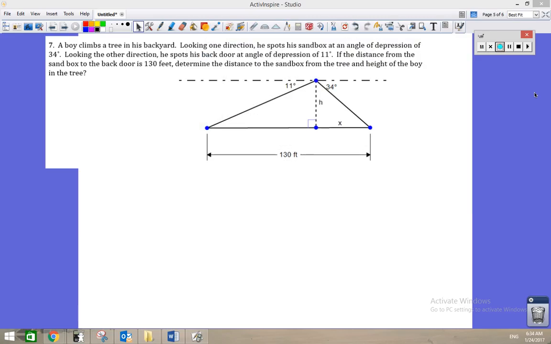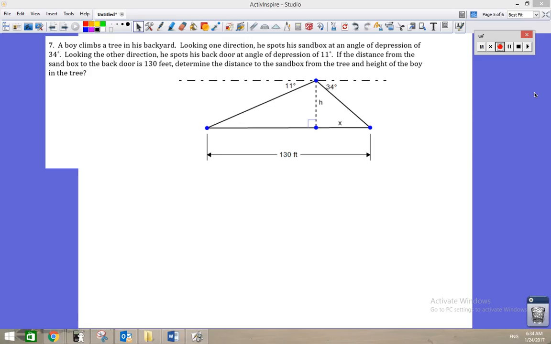Alright, so let's take a look at this problem. We've got a boy who climbs a tree in his backyard. Looking one direction, he spots his sandbox at an angle of depression of 34 degrees. Looking the other direction, he spots his back door at an angle of depression of 11 degrees.